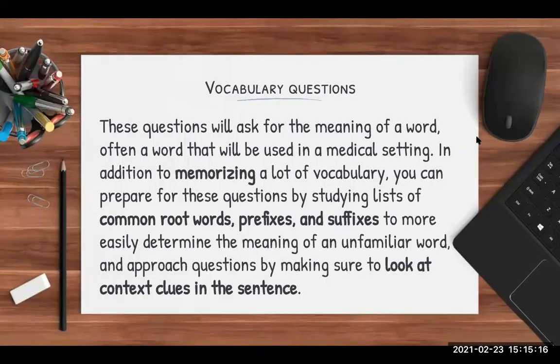Vocab questions are going to ask for the meaning of a word, often a word that will be used in a medical setting, but not always. In addition to memorizing a lot of vocabulary, you can prepare for these questions by studying lists of common root words, prefixes, and suffixes. That way you can more easily determine the meaning of a word that you're not familiar with. And you can approach questions also by making sure to look at the context clues in the sentence, which might give you a hint as to what the meaning of the word should be.